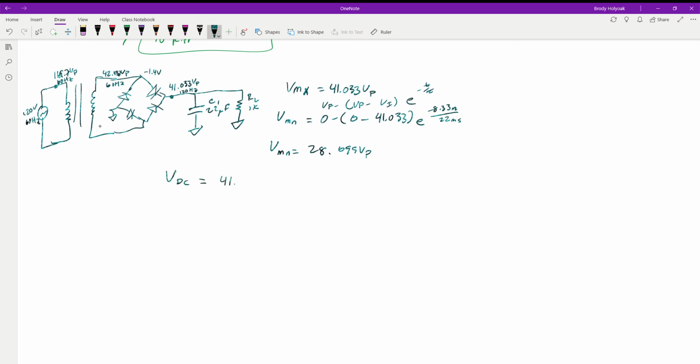Our VDC is the average of our max and our min. So 41.033 plus our 28.699, divide that by 2. The DC equivalent of the circuit is 34.566 volts.